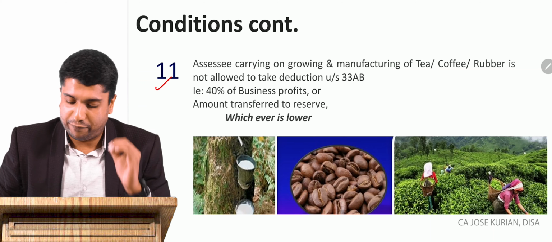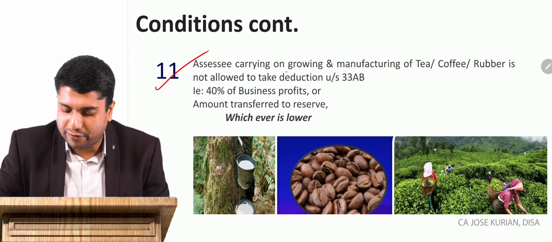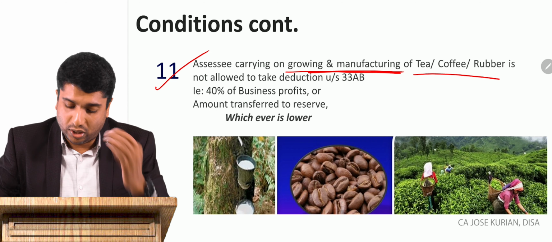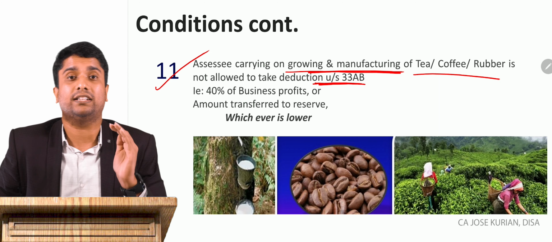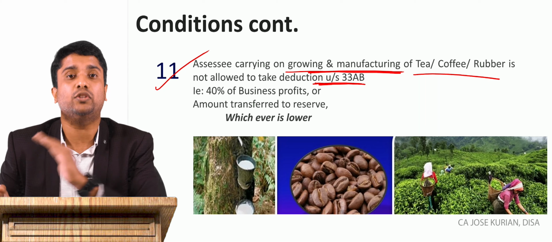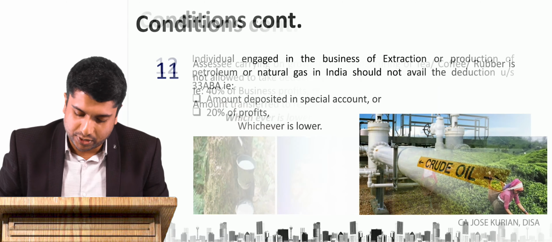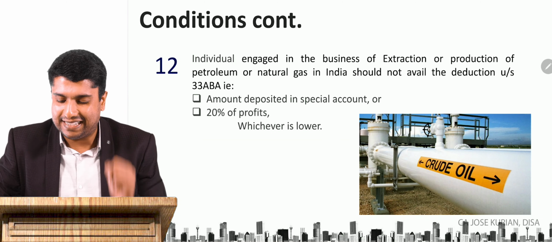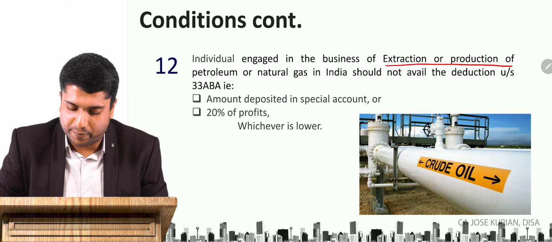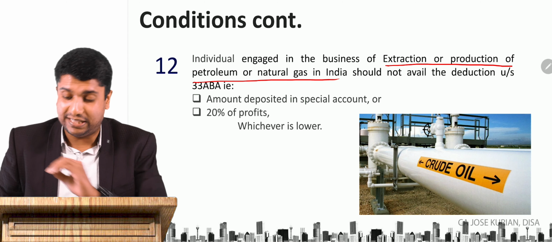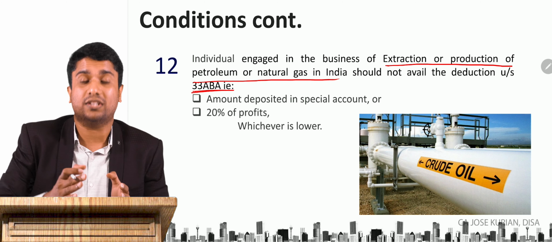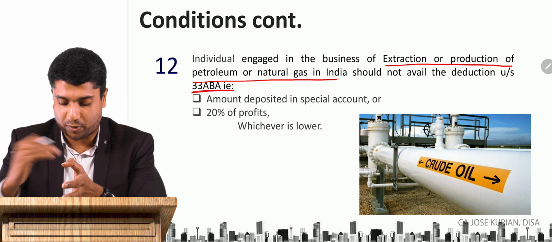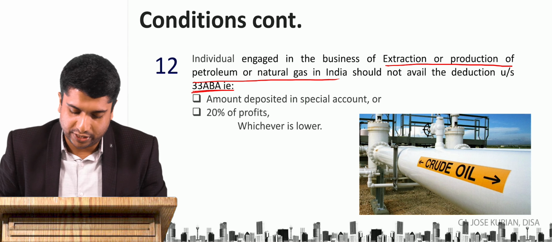Condition number 11, if you are an SSE carrying on growing and manufacturing of either tea or coffee or rubber, you have to give up those deductions which is mentioned under 33 AB. That means either 40% of your business profits or amount transferred to reserve, whichever is lower. That deduction you have to give up. That is condition number 11. Condition number 12, you are an individual engaged in the business of extraction or production of petroleum or natural gas in India, then you should not avail deduction under 33 ABA. That means an amount deposited in a special account or 20% of the profits, whichever is lower. That deduction you have to give up.